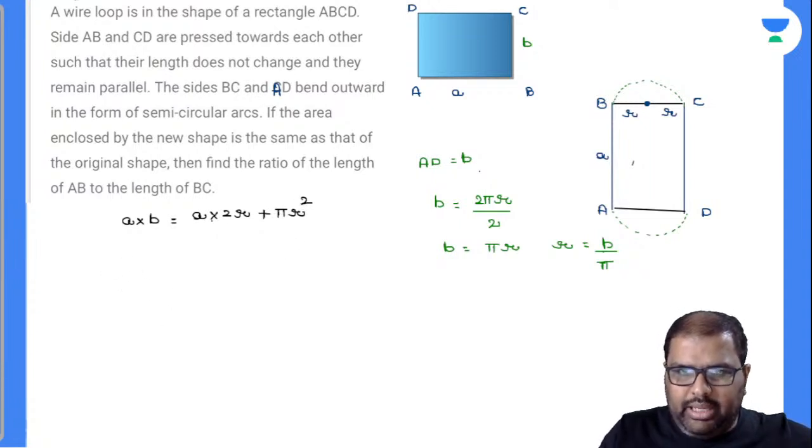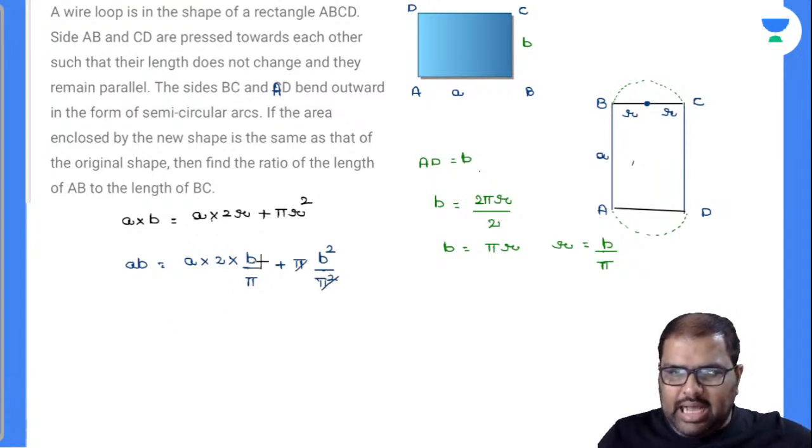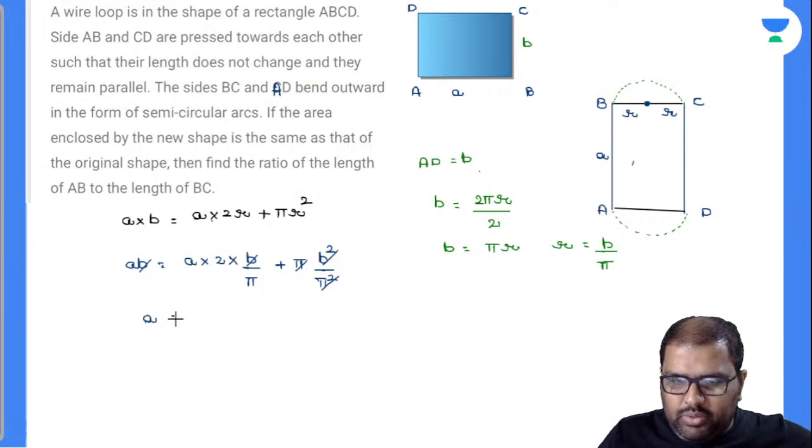So A into B is equal to A into 2 into, in the place of R I will take B by pi. Is it okay? Fine. So plus pi into, in the place of R value I will take B by pi, B square by pi square. So automatically one pi gets cancelled. I can take one B outside, so one B gets cancelled. So my A value is equal to 2A by pi plus B by pi.